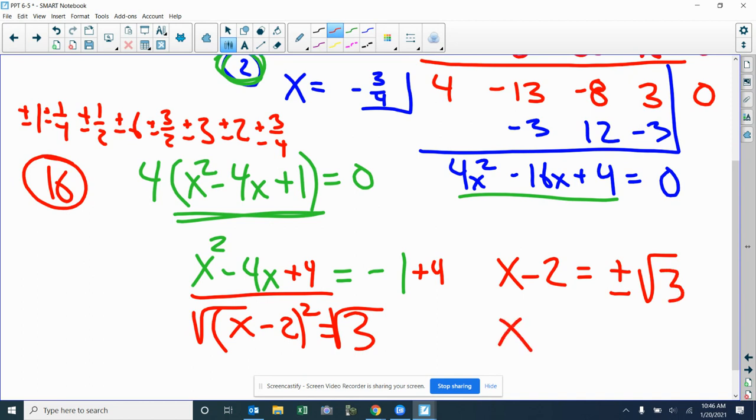Take the 2 over. It's going to become positive 2 plus and minus square root of 3. Root number 3 and root number 4 are both irrational. That's why it doesn't look like they go through nice little perfect numbers on our graph. They're irrationals.